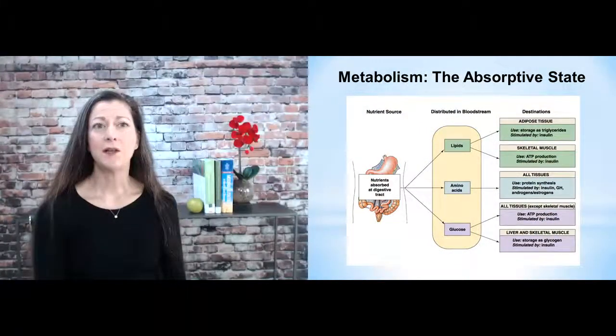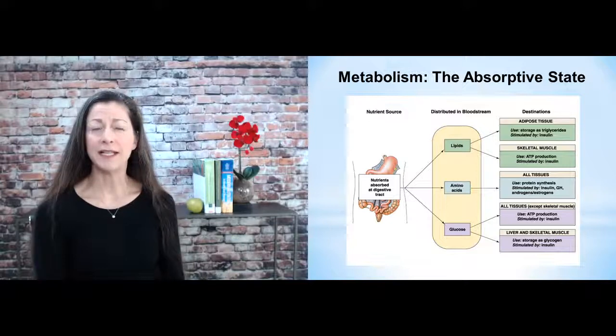On this slide, you see a little graphic that shows how the different nutrients, lipids, amino acids, which come from proteins, and glucose, which comes from carbohydrates, are used within the body. If you start on the left, there's the nutrient source. In the center, we have the nutrients being distributed in the bloodstream. And on the far right, you see the destination. What I want you to remember from this slide is that all three of the macronutrients, lipids, amino acids, and glucose, all three of them can have a final destination in the adipose tissue.